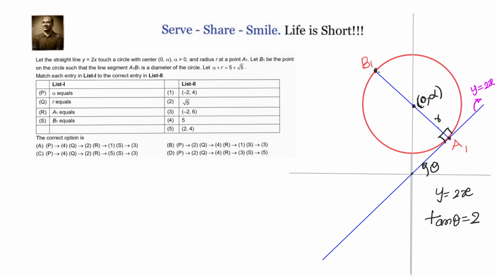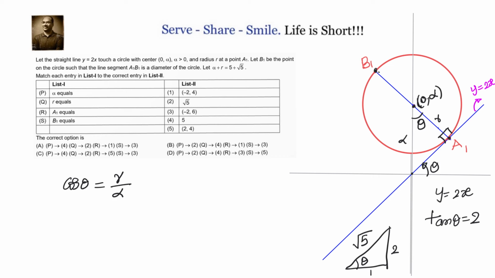If this angle is theta, then the angle between the diameter and the y-axis will also be theta, since 90 minus theta is left out and the angle sum property gives us theta there. Now if tan theta equals 2, what will the triangle look like? What is sin theta? What is cos theta? Why are we doing this? Because cos theta will give me r by alpha. If I know the cos theta value, I can equate it to r by alpha. We also know that alpha plus r equals 5 plus root 5. Based on that, I can easily calculate r and alpha.